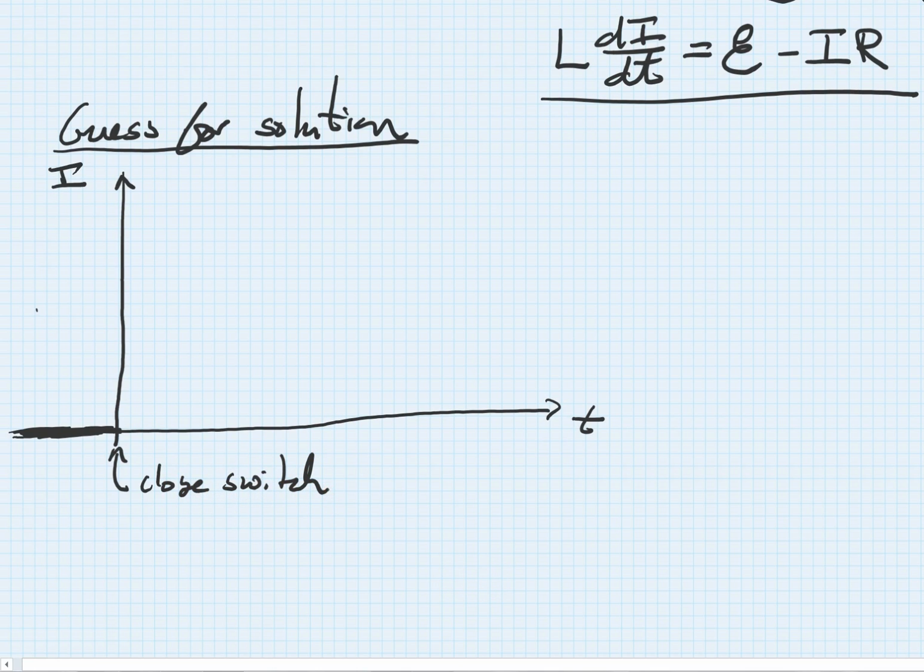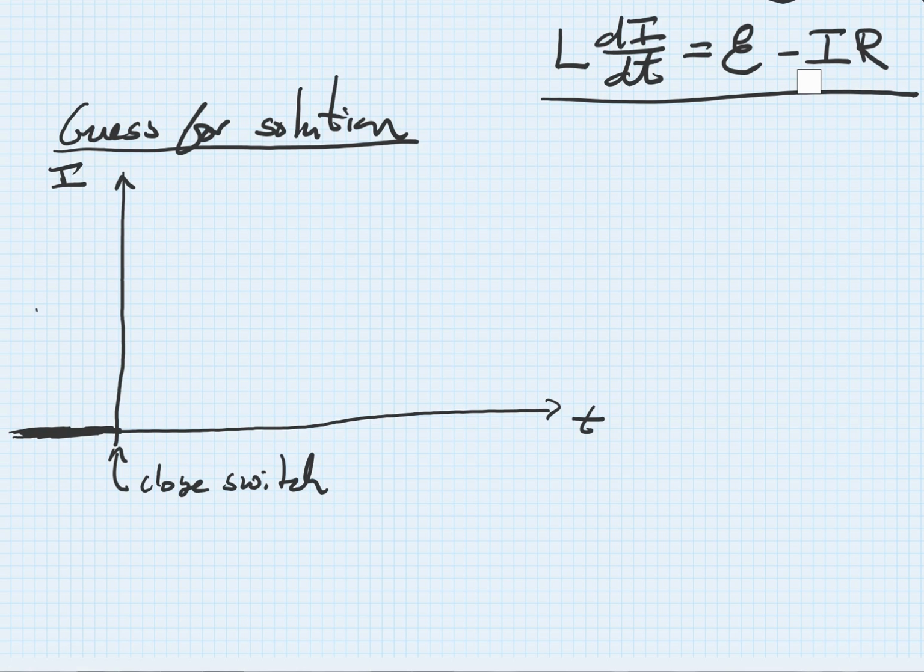Now, when we close that switch, we have to remember we are obeying this equation. And one of the interesting things you'll notice is that when I close this switch, if I look at the right-hand side of my equation, I've got some value for E, some value for the strength of the battery. And the current, right at the moment when I flip the switch, happens to be 0. So what I find is that the derivative of I is some finite number. It can't be infinite.